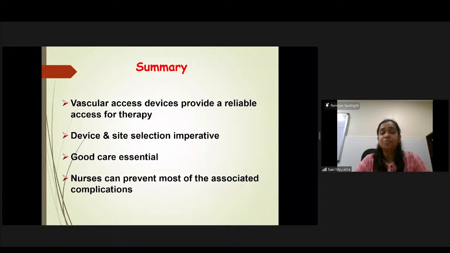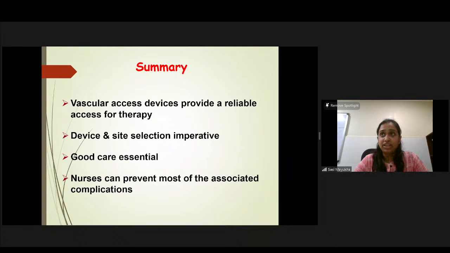I forgot to tell you about the catheter sizes. Usually the central line catheters which we use are 7 French catheters, and for the dialysis line catheters, the right-sided IJV catheters are 13 French, and the left-sided IJV catheters are 16 French. So device, site, and size are very important.